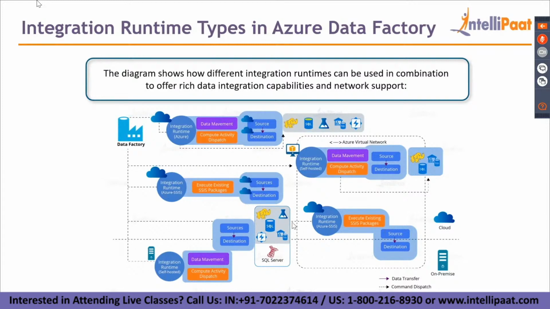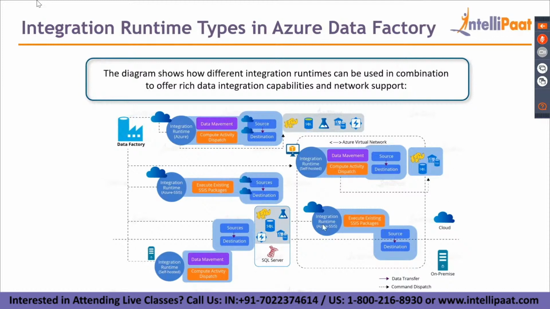Now, you can use a self-hosted integration runtime to connect to cloud-based source and sink as well, but it's typically not used. So if your source and destination are both cloud-based, then we go for an Azure IR. If it involves any kind of on-premises component, then we go for self-hosted IR.